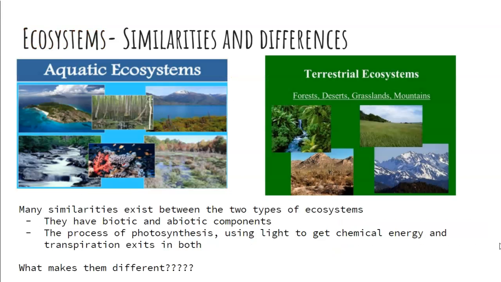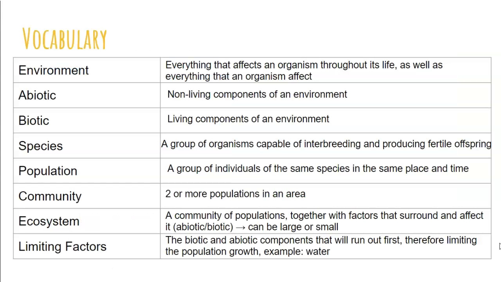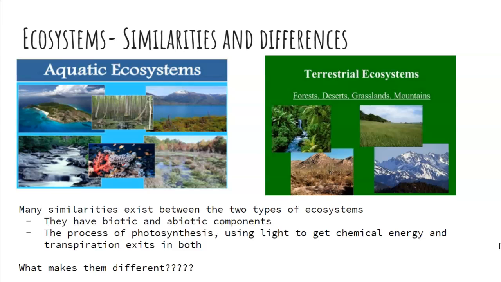So let's look at ecosystems. Again, defining an ecosystem: it is a community of populations together that are surrounded by both abiotic and biotic effects. So these are two different ecosystems, an aquatic ecosystem and a terrestrial ecosystem. Aquatic meaning water, so anything that lives in water. Terrestrial meaning anything that lives on land. So there are lots of similarities between these two types of ecosystems, such as they both have abiotic and biotic factors directly within them.